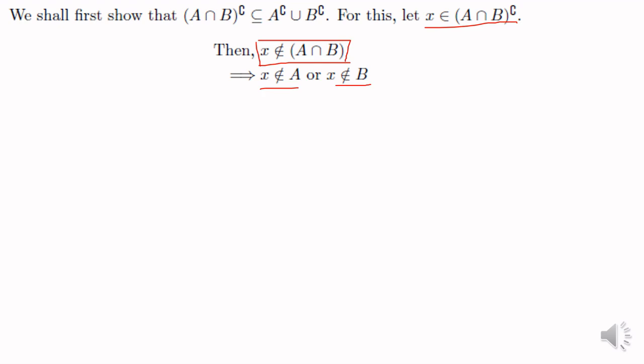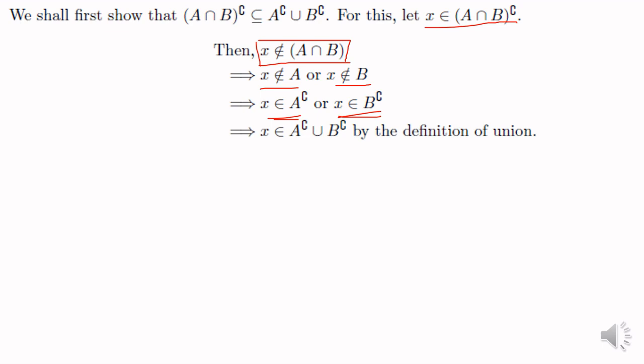So X is not an element of A, that means X will be an element of A complement. Similarly, X is not an element of B, that means X will be an element of B complement. So X will be either in A complement or in B complement. This means that X will be in the union of A complement and B complement, by the definition of union. We started by taking X as an element of (A intersection B) complement, and now we got that X is an element of A complement union B complement. So this implies that (A intersection B) complement is a subset of A complement union B complement.